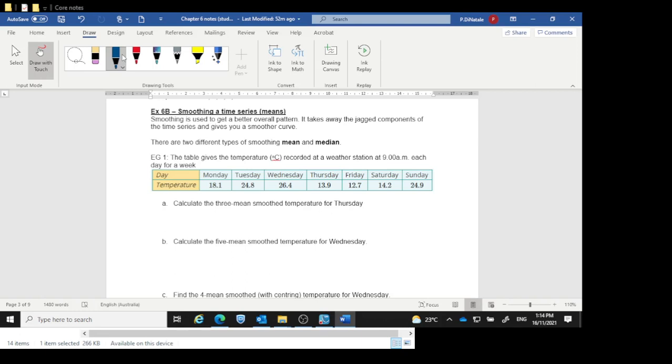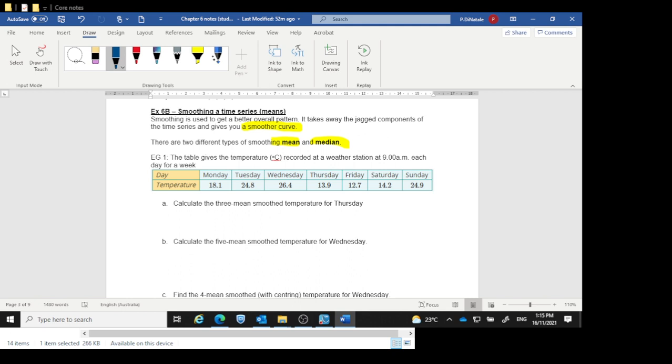Now, because all time series have these jagged components, we want to smooth them so it gets rid of all those sharp edges. There are two ways we can smooth it. We can smooth it using a mean, or we can smooth it using a median. Remember, the mean is the average, while the median is the middle. So we've got to be aware of that.